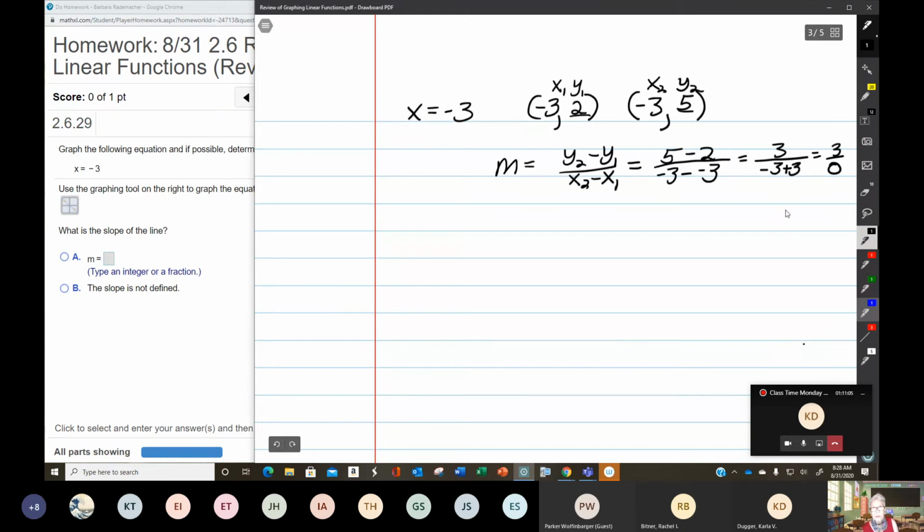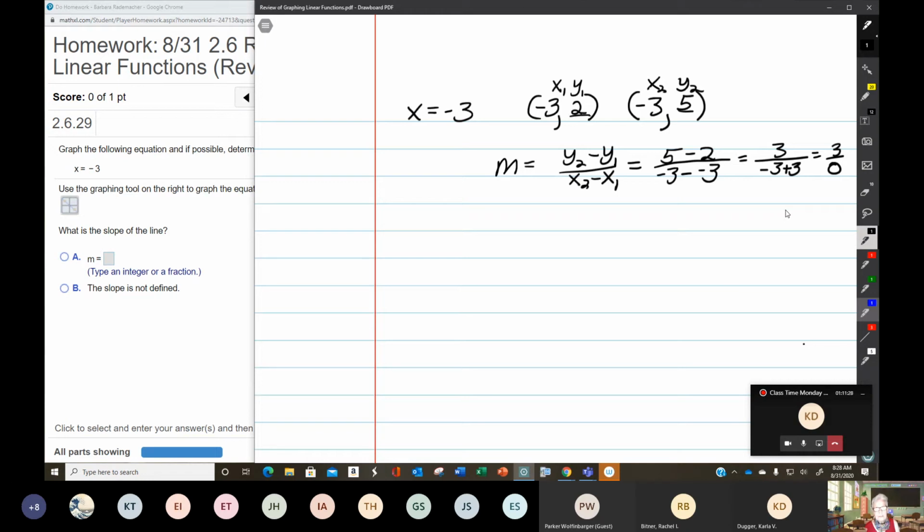And that is the ultimate thing in mathematics you are not allowed to do. You are never allowed to have a 0 in the denominator. And if you put that in your calculator, you'll get an error message. Always. So that's a good way to help you remember. This is undefined.